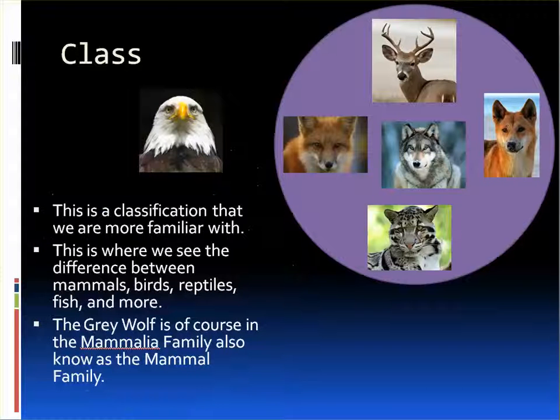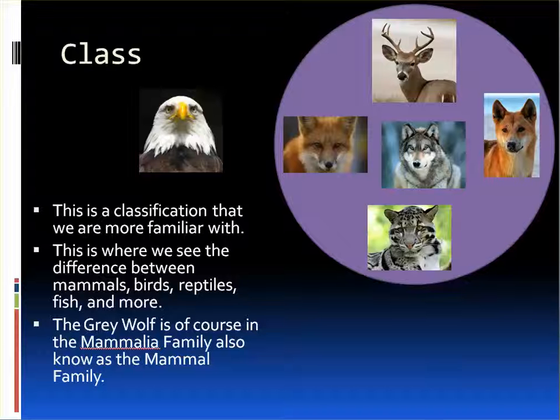Moving on, we now have class. This classification is something that you're more familiar with. You know the difference between mammals, birds, amphibians, reptiles, stuff like that. So, of course, the gray wolf falls under the mammal category, or Mammalia. The bald eagle is part of the bird class, so he falls out, and what we have left is, again, the clouded leopard, the dingo, the fox, the deer, and the gray wolf. Now we're going to get down to another breakdown.